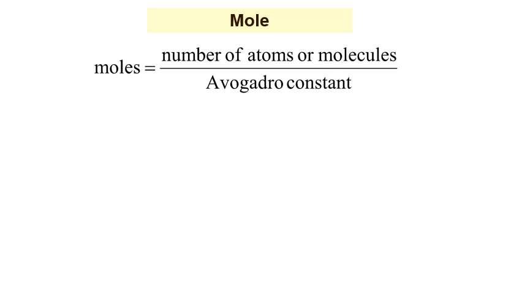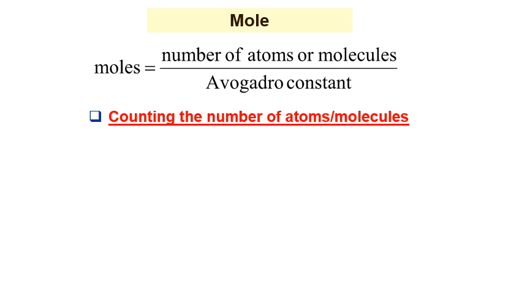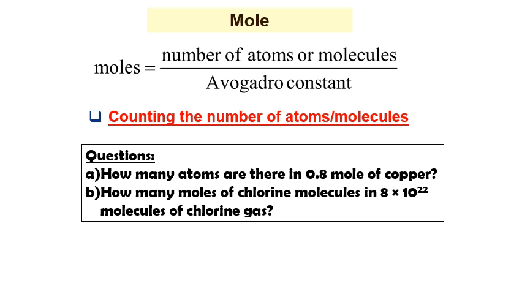Formula to calculate moles is equal to number of atoms or molecules divided by Avogadro constant. Okay, let's count the number of atoms or molecules. Example of questions. A. How many atoms are there in 0.8 mole of copper? B. How many moles of chlorine molecules in 8 times 10 to the power of 22 molecules of chlorine gas?